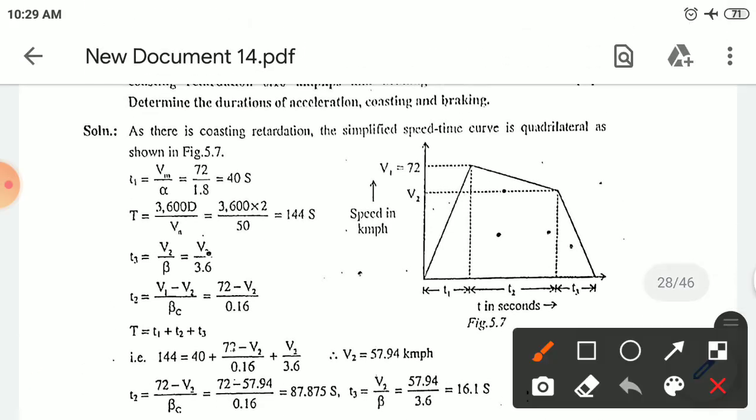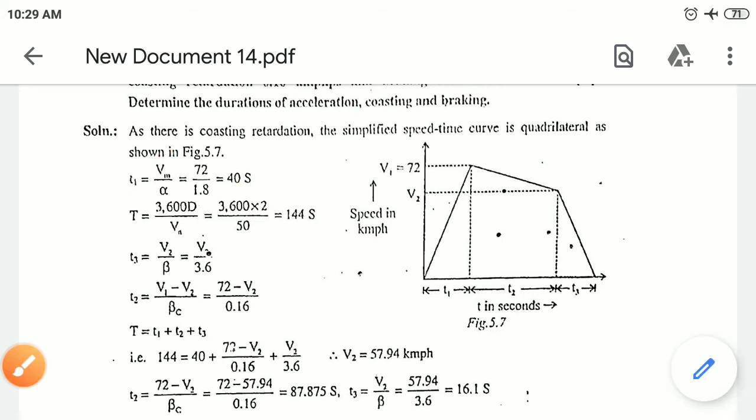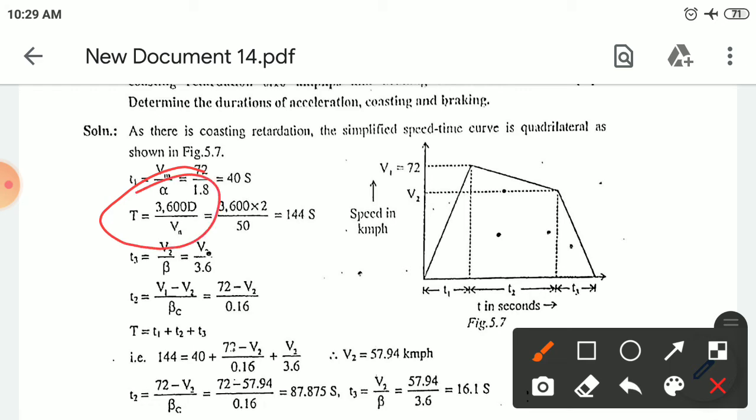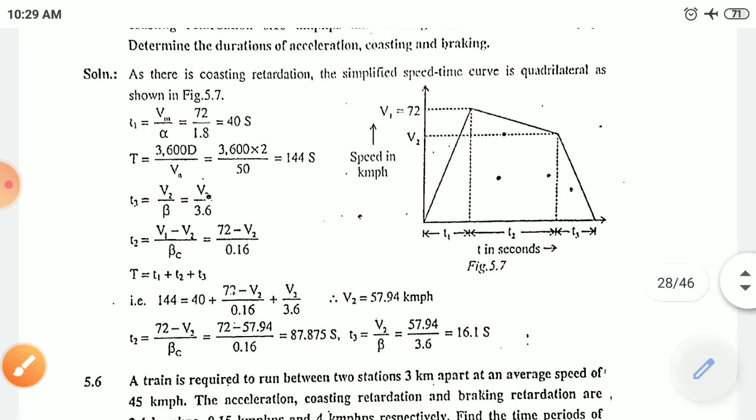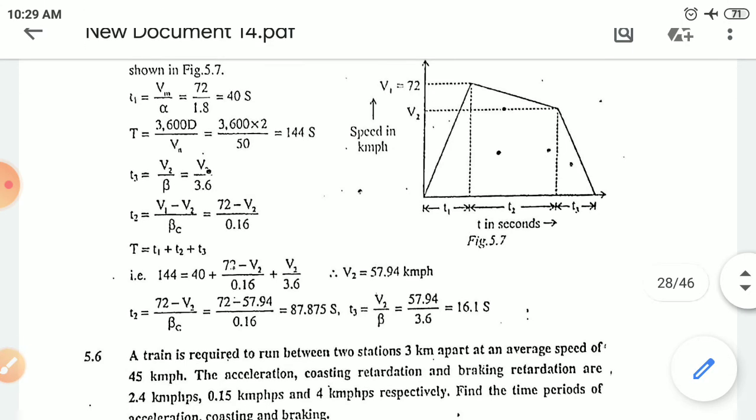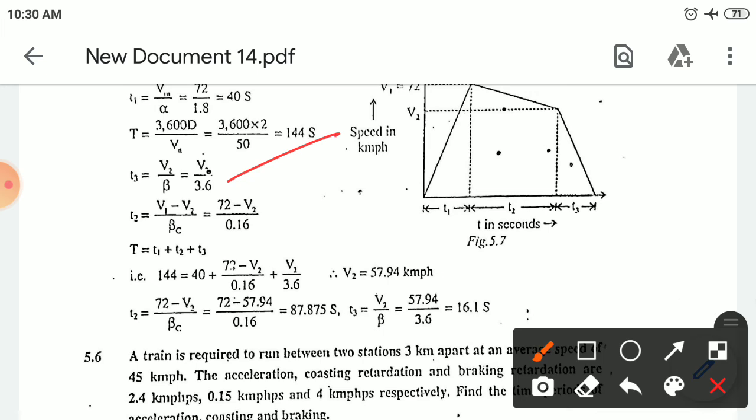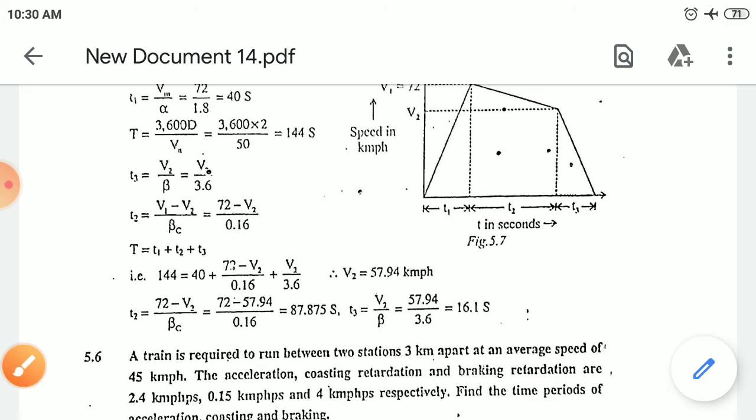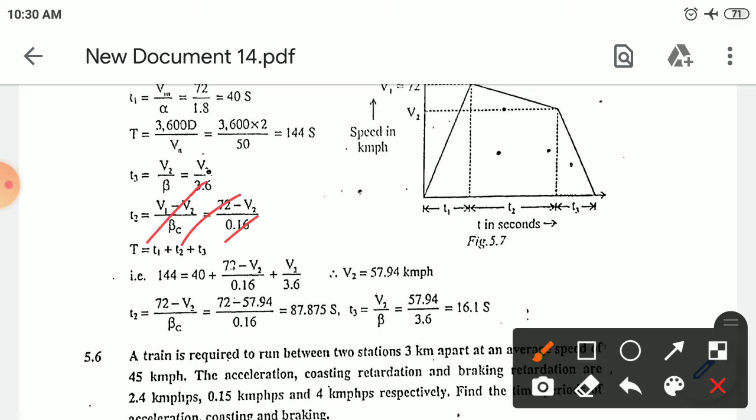T1 is equal to Vm by alpha. Vm and alpha are given, so you calculate T1. Similarly T is equal to 3600 D divided by Va, so you calculate the total time of run T. Then T3 is V2 divided by beta, where beta is 3.6. T2 is V1 minus V2 divided by beta C. V1 is 72, and beta C is 1.6 as given. Total time T is the sum of T1 plus T2 plus T3.